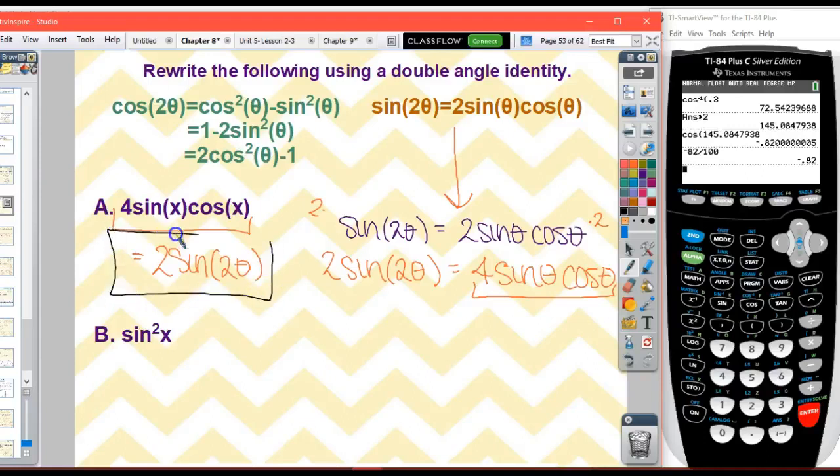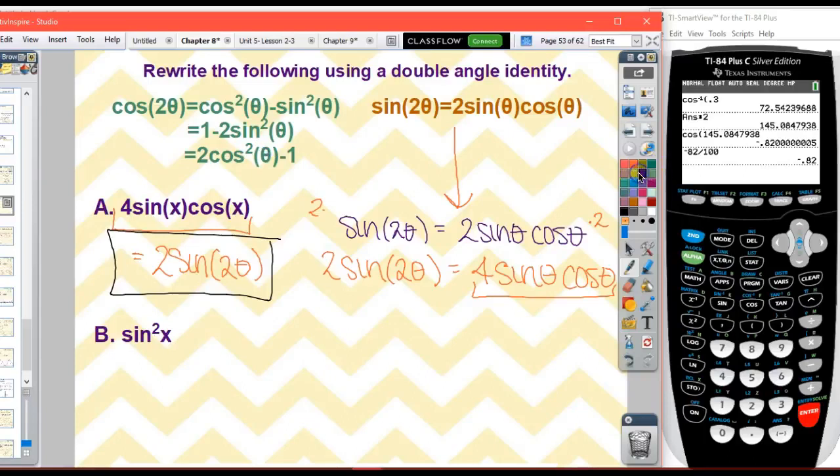So we rewrote it using a double angle identity, but since this 4 was twice of what it normally is, instead of it equaling sine of 2 theta, it equals 2 sine 2 theta. Okay, so we're going to do something like that again. I have a sine squared, and so I want to rewrite this using a double angle identity. Well, notice that the only identity with just a sine squared in it is this one right here.